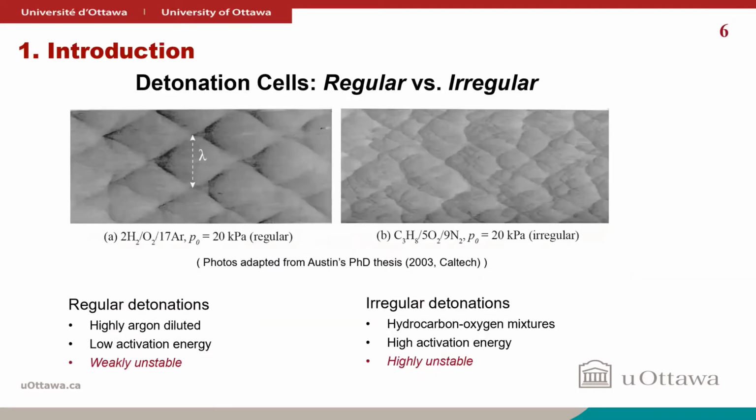According to the regularity of detonation cells, detonations can be classified into regular ones and irregular ones. Typically, the regular detonations are characterized by mixtures with high argon dilutions and tend to be weakly unstable. While the irregular ones are characteristic of hydrocarbon-oxygen mixtures with high activation energy and are more unstable.